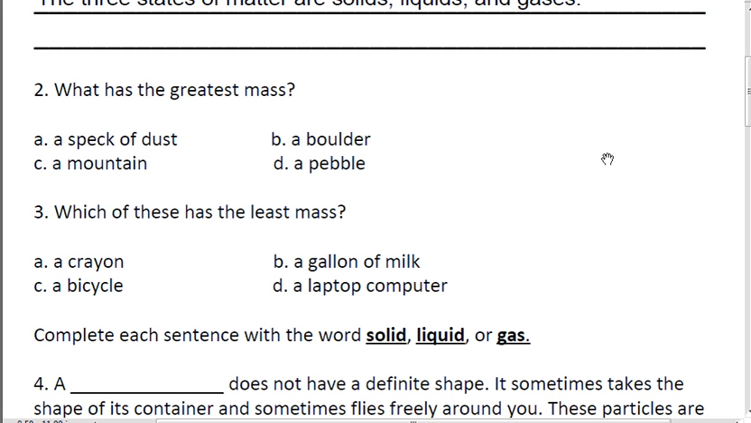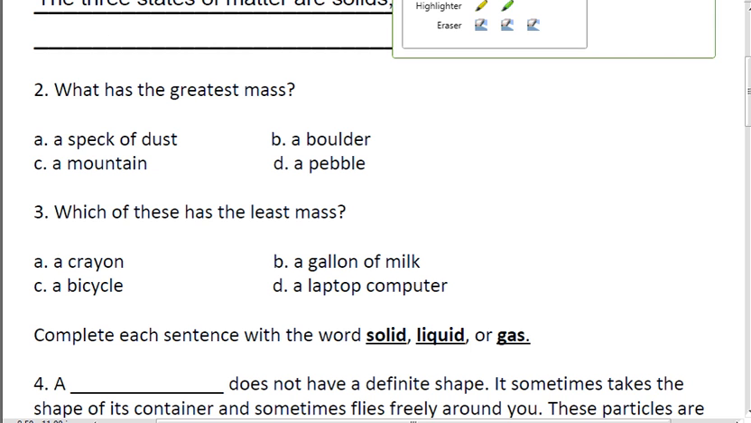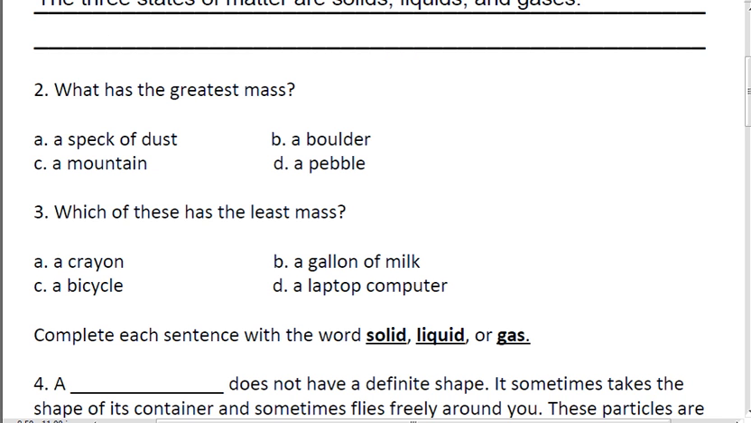Now look at number 2. What has the greatest mass? Okay, greatest mass. Not necessarily the heaviest, but the greatest mass, meaning the biggest. A pumpkin? So what would have the greatest mass? A mountain, right? It's like the biggest. A speck of dust is like a little dot. A boulder, depending on the size, right? And a pebble, that's like a little stone. Which of those is actually the biggest? Takes the most space. A mountain does, for sure.